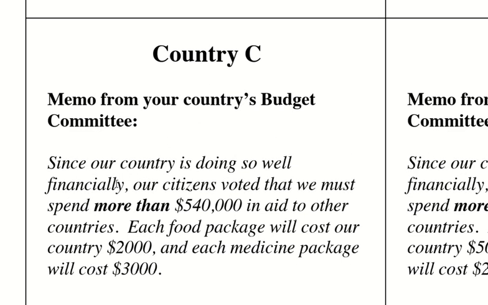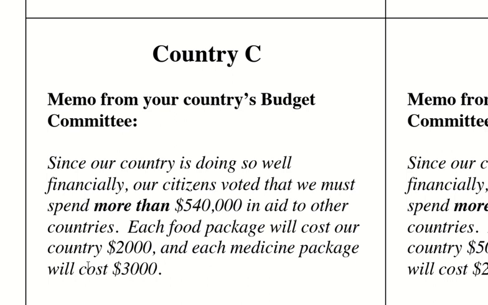Since our country is doing so well financially, our citizens voted that we must spend more than $540,000. Okay, so when I see more than, it says $540,000 is not more than $540,000. So this constraint's not including the boundary line. We have to spend more than this amount. Now, how do we get to spending this amount? Well, by buying two things, right? And the two things we're buying are food packages and medicine packs. Each food package will cost our country $2,000, and each medicine package will cost $3,000.